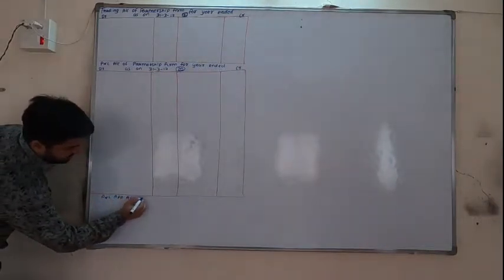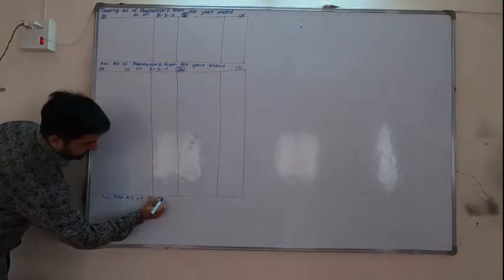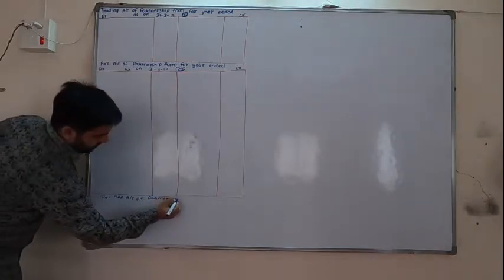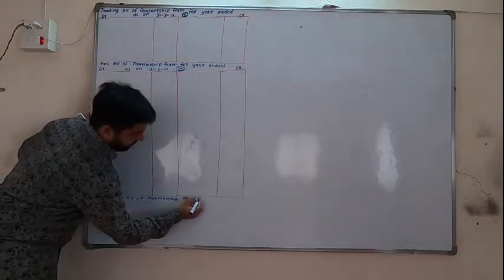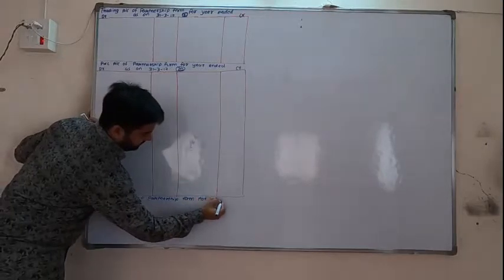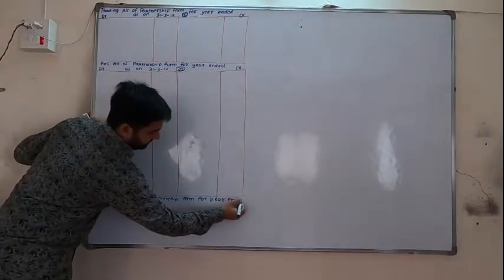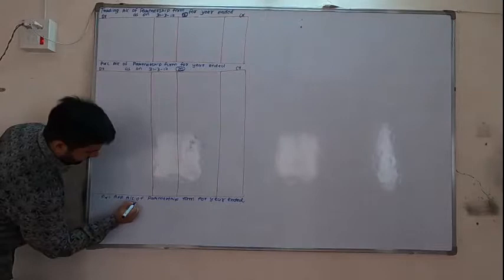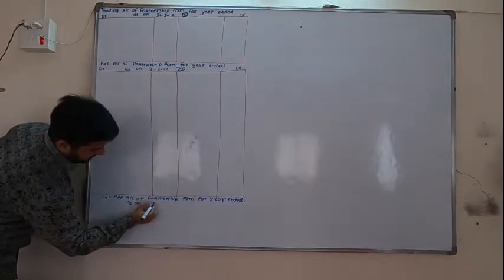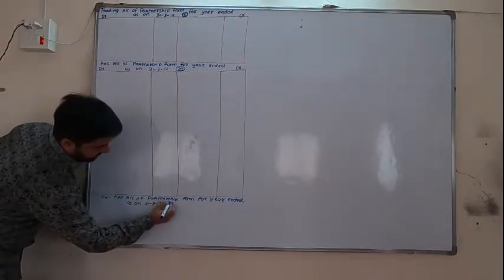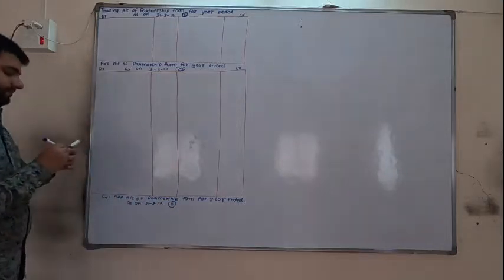P&L appropriation account of partnership firm for the year ended as on 31/3/17. Draw it for 6 lines only.